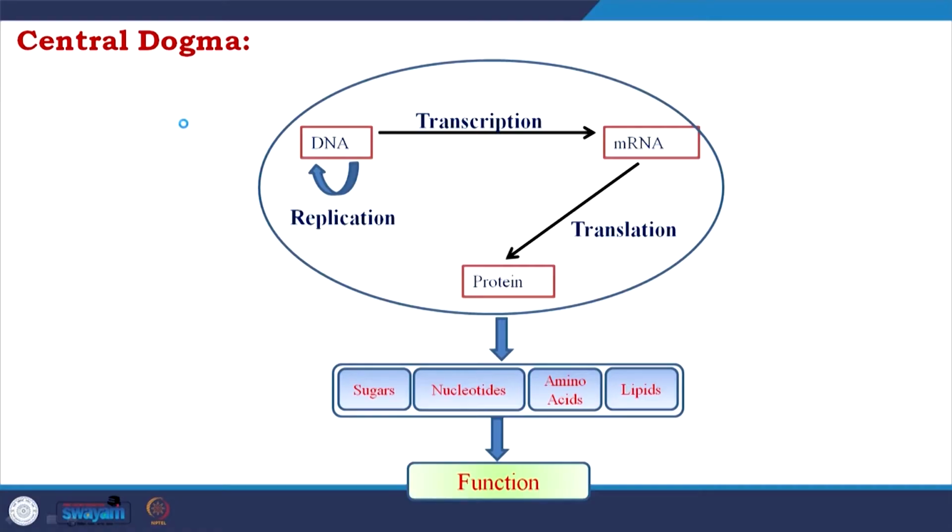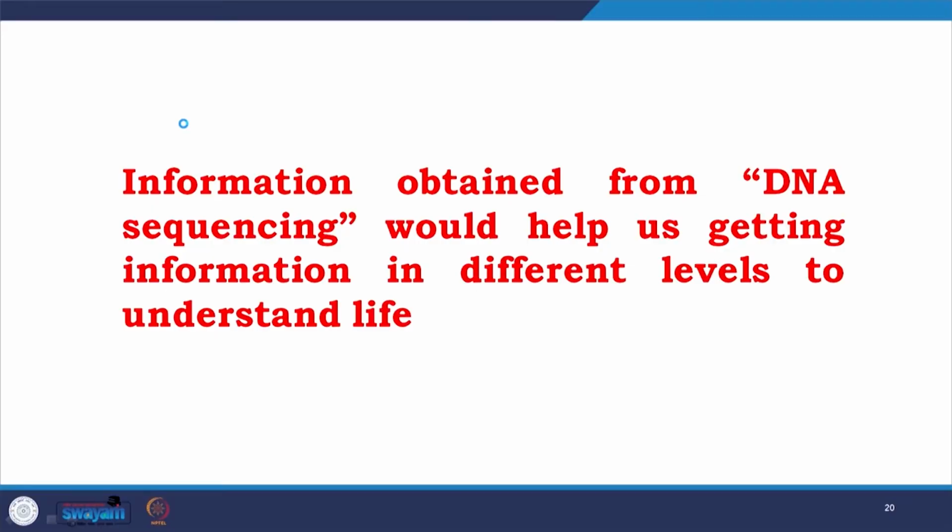But there are other processes like development of sugars, nucleosides, amino acids, lipids going on. We have no clue how to read them. So, information obtained from DNA sequencing would help us get information at different levels to understand life. We will know about RNA, in the next level, and we will also know about the protein.